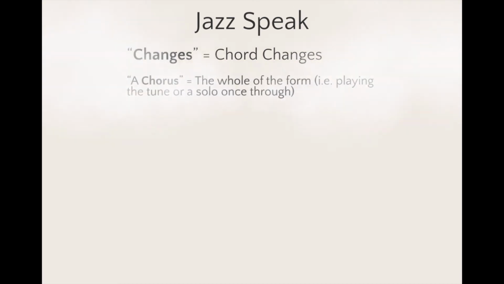Lastly, let's look at jazz speak. Jazz musicians tend to use different words when describing common techniques. Changes just means chord changes. This is one of the most common terms in jazz and can describe 3 chords in a row or the whole tune. Rhythm section players often talk about changes. A chorus is the whole of a form or the whole of the tune all the way through. Play a chorus means play the whole form once through. Play 3 choruses means play the form 3 times in a row.